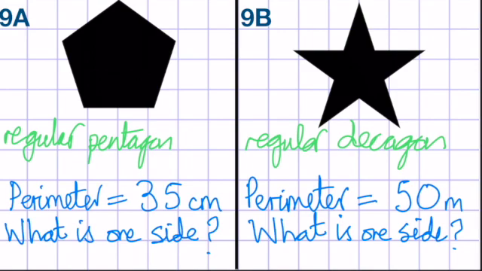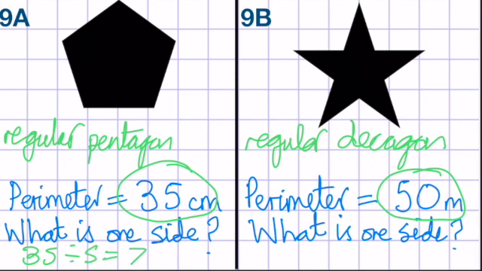If the perimeter of this pentagon is 35, what would one side be? And if the perimeter of this one is 50, what would one side be? Press pause and then we'll do it together. Okay, for the pentagon, we have 5 equal sides. So we do 35 divided by 5, which is 7. So one side is 7 centimetres. The decagon has 10 equal sides. So we do 50 divided by 10, which equals 5 metres on this side.